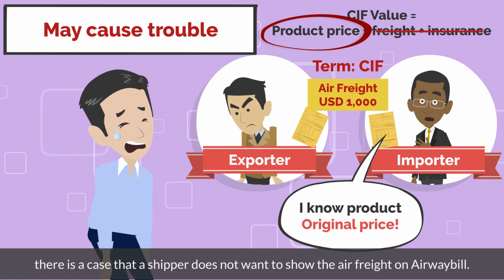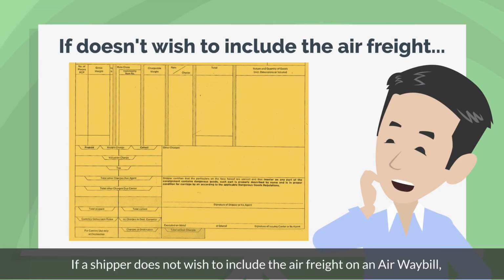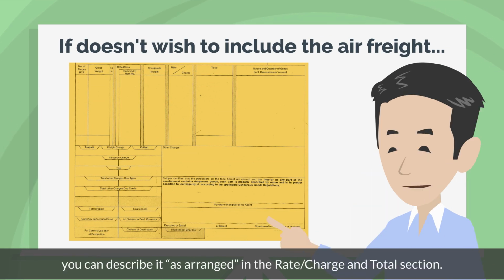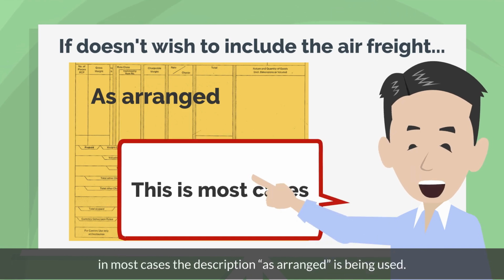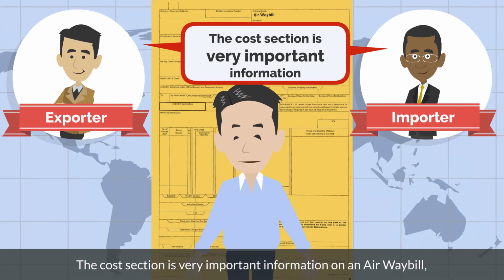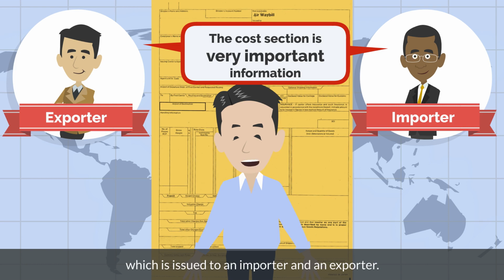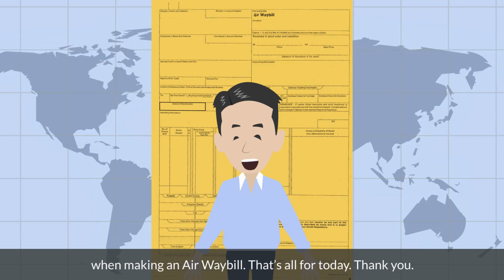To avoid it, there is a case that a shipper does not want to show the air freight on Air Waybill. If a shipper does not wish to include the air freight on an Air Waybill, you can describe it as arranged in the rate charge and total section. When issuing an Air Waybill, in most cases the description as arranged is being used. The cost section is very important information on an Air Waybill, which is issued to an importer and an exporter. This section requires extra care to ensure it is filled in correctly when making an Air Waybill.